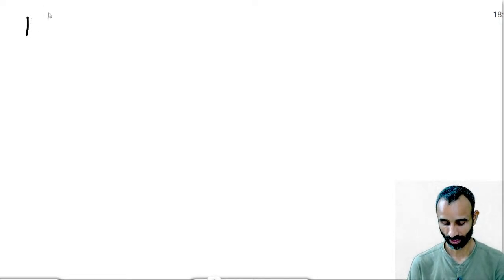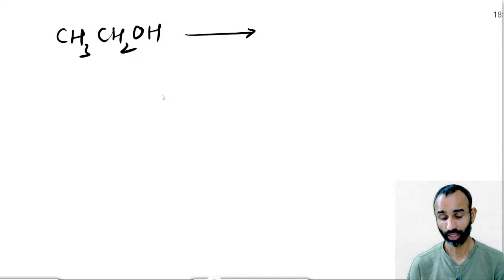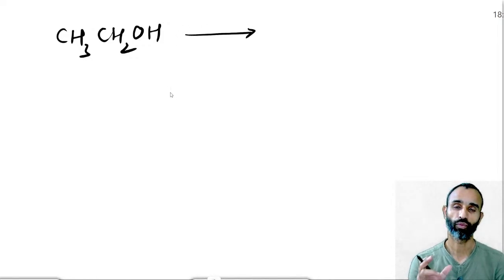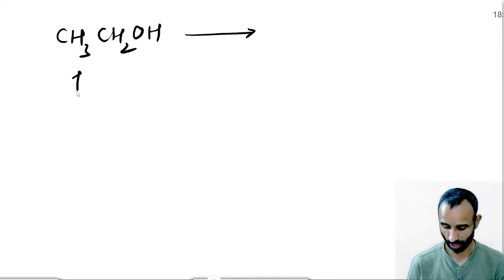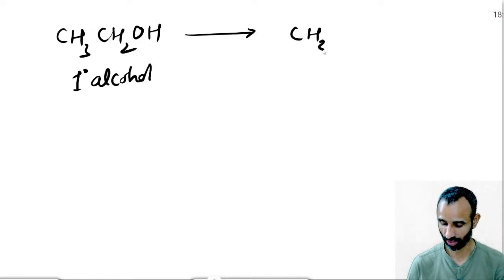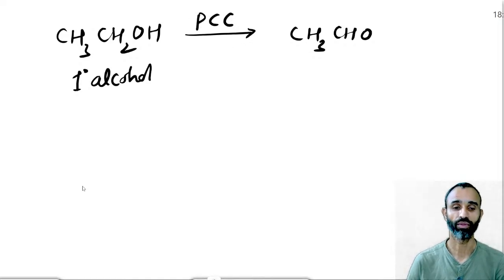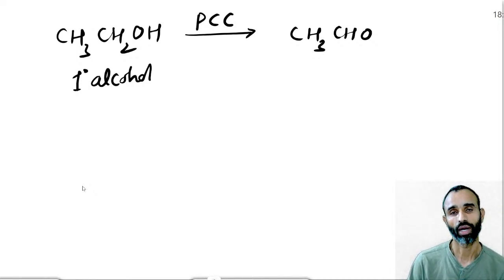So if we see the preparation from alcohol, we can prepare aldehyde. Which is the best reagent to convert primary alcohol into aldehyde? PCC. Yes, primary alcohol can be converted into aldehyde by using PCC, because if we use a strong oxidizing agent, they convert it into carboxylic acid.